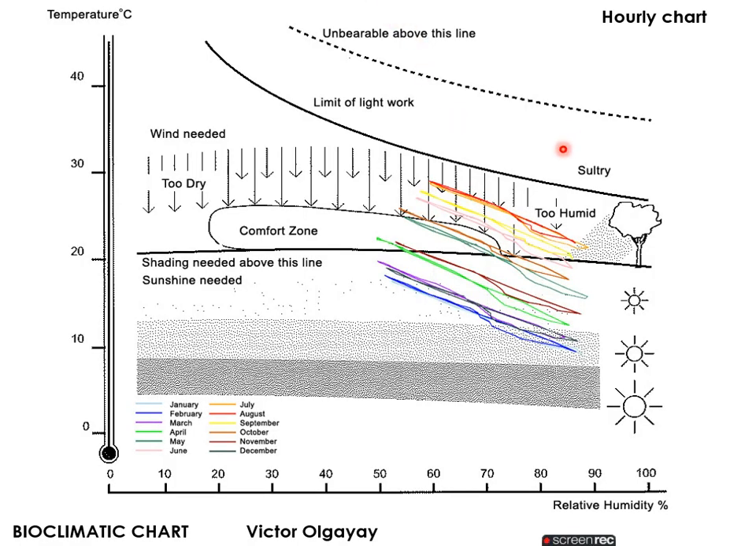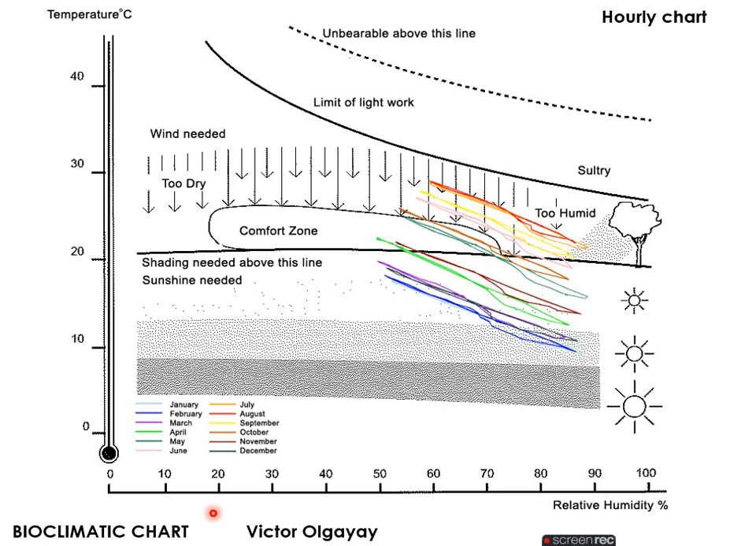After the Mahoney's table, slowly there is some kind of chart which was initiated by Olgyay. Olgyay is the person who initiated this chart. If you see, this is actually a comfort chart, which is also called the Bioclimatic Chart.